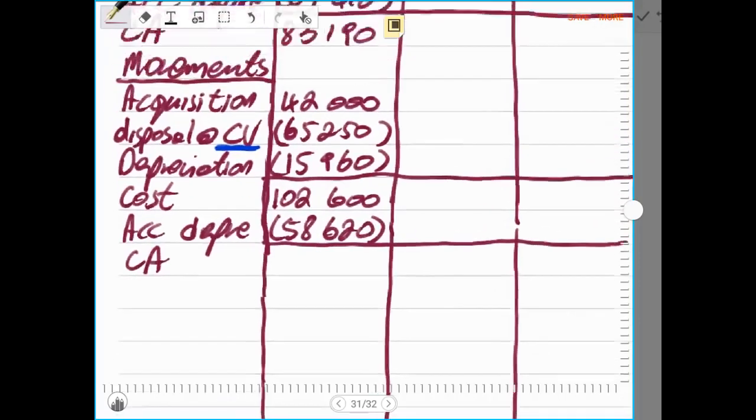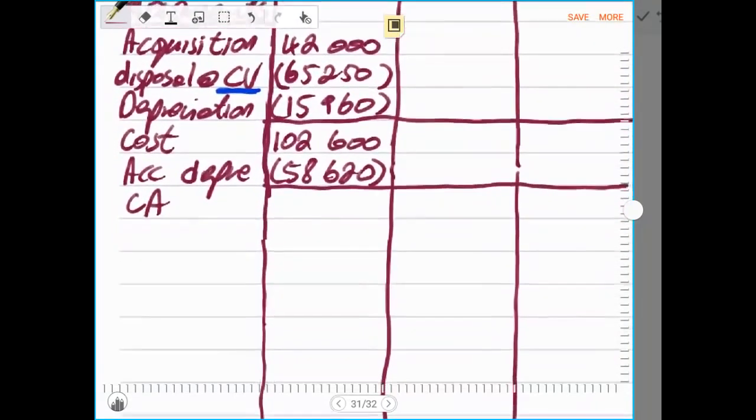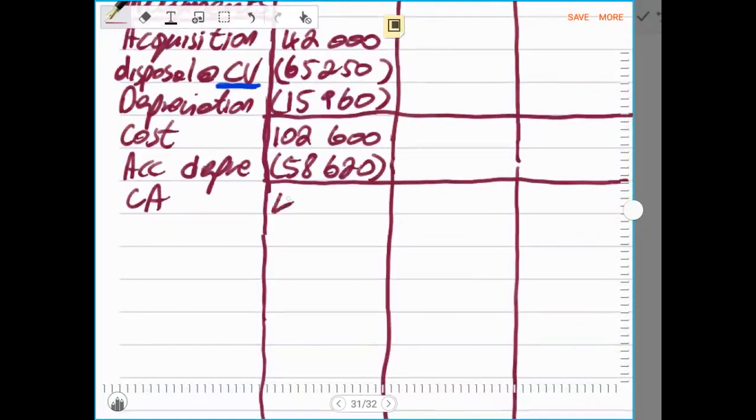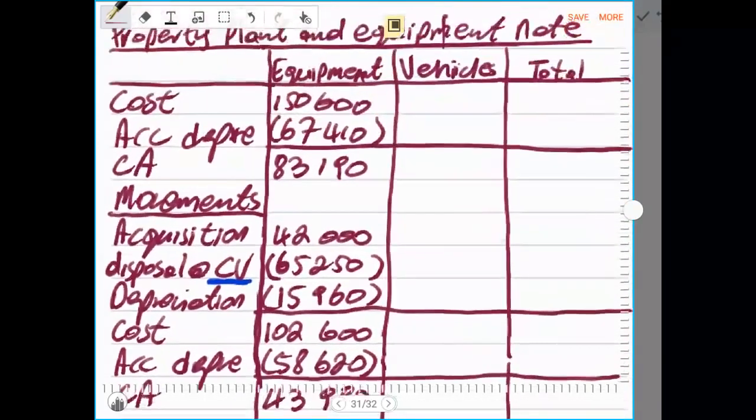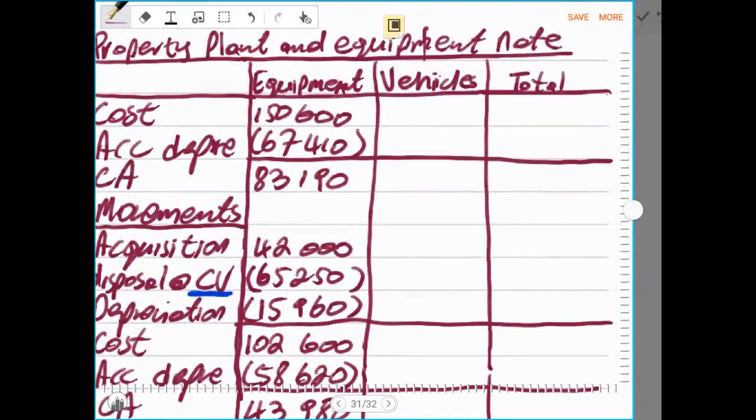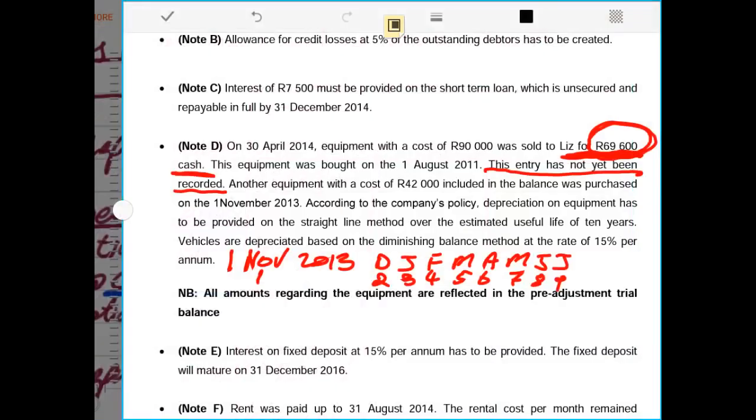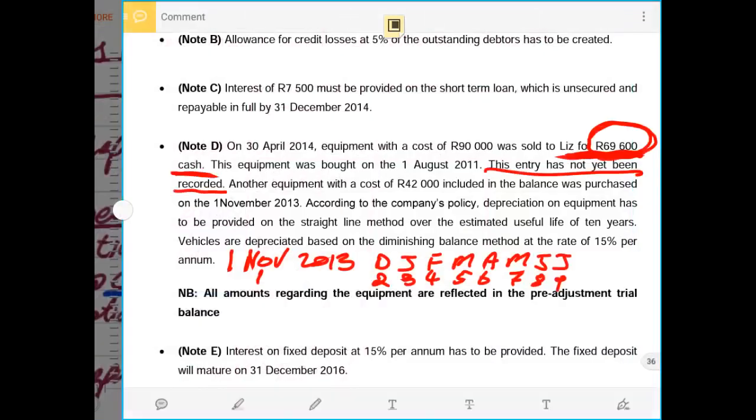58,620. So now that will give us the carrying amount at the end of the year as 43,980. Therefore, now we come to motor vehicles. Motor vehicles were not sold, and there was no purchase of motor vehicles. And whenever that is the case, everything just becomes easy and very, very straightforward.